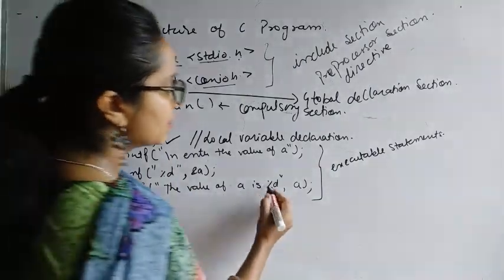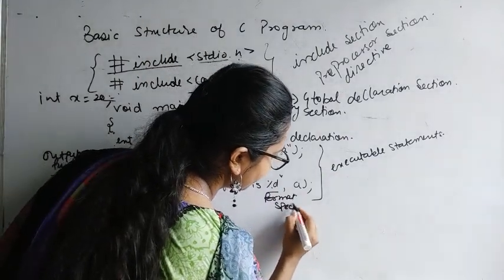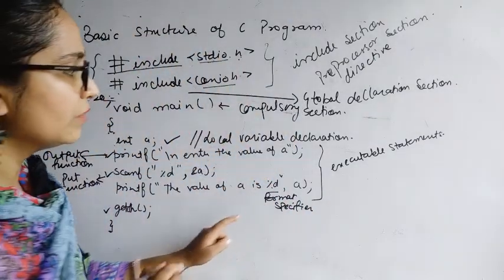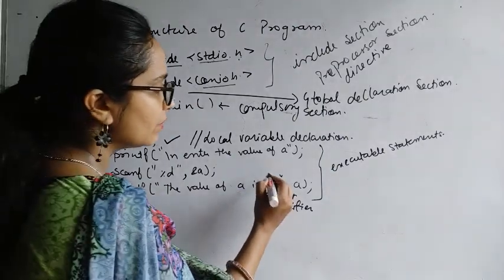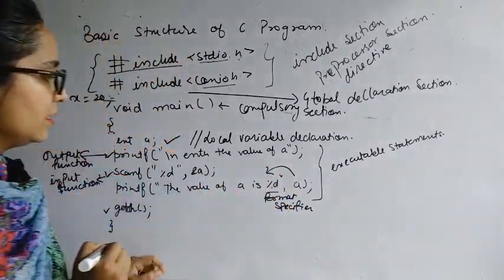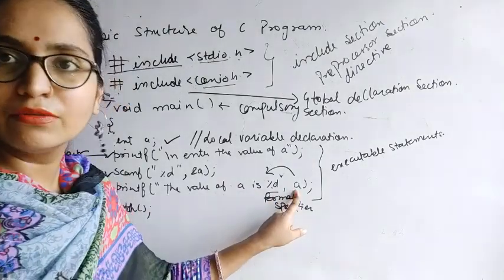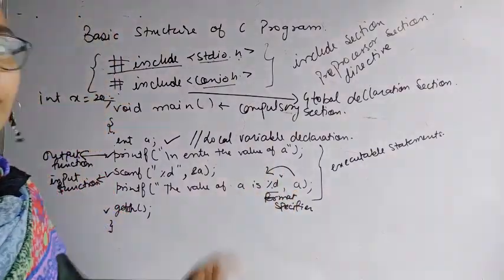Here the percentage d is a format specifier. It is the format specifier for an integer. So this will print the value of a over here. The output will be "the value of a is" followed by whatever value you give at the time of execution of your program, printed over here.